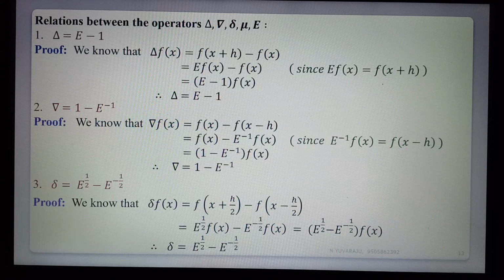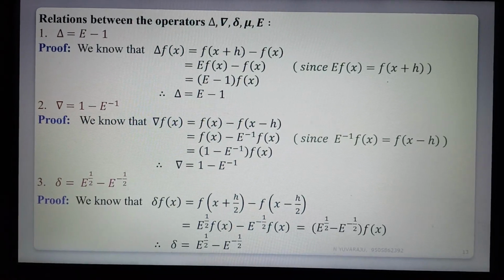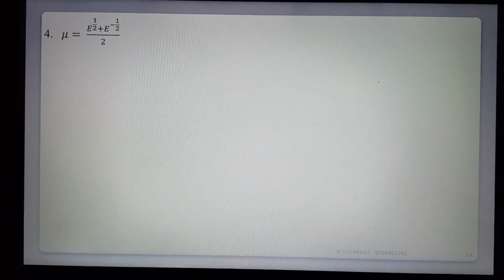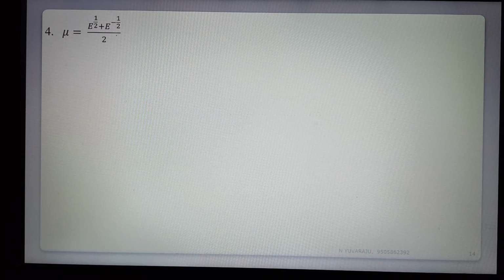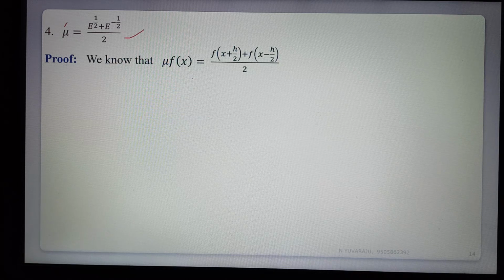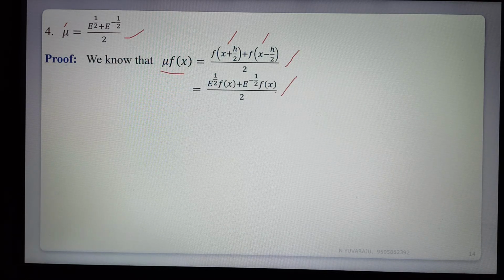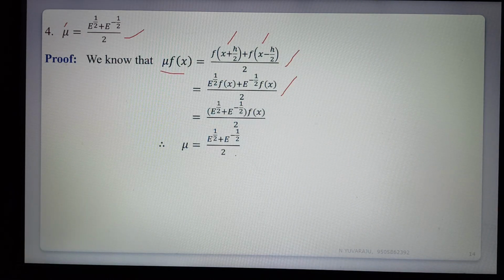Yeah, remaining relations. Mu is equal to E power 1 by 2 plus E power minus 1 by 2, whole divided by 2. Mu is the mean operator, the average operator. Mu f of x is equal to f of x plus h by 2 plus f of x minus h by 2, whole divided by 2. Using the same shift operator, that is E power 1 by 2 f of x plus E power minus 1 by 2 f of x, divided by 2. Taking f of x common and cancelling on both sides, mu is equal to E power 1 by 2 plus E power minus 1 by 2, divided by 2.